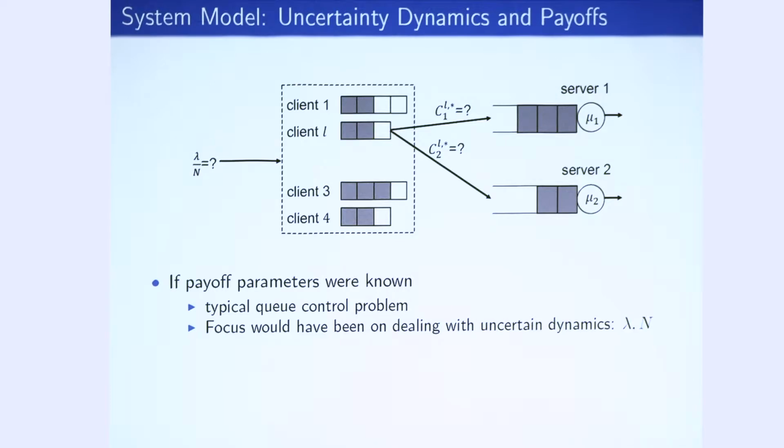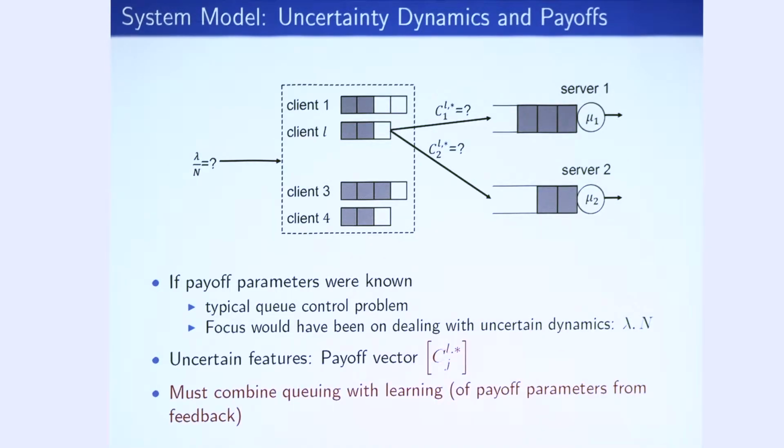If the payoff parameters, like the payoffs of client l assigned to server j, were known, this would be a typical queue control problem. And then the focus would have been to deal with uncertain dynamics in that setting. In particular, we can use the backpressure maximum weight kind of policy to deal with the uncertain dynamics, and we can show that you can achieve the optimal oracle payoff to some extent. But now the main difficulty in this model is that these payoff vectors are unknown to the system.